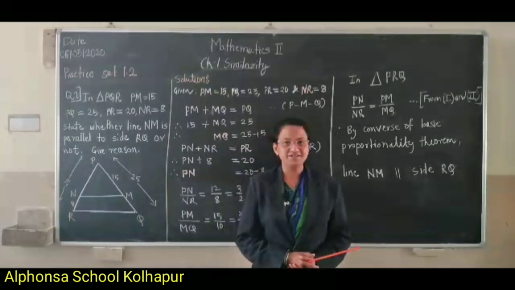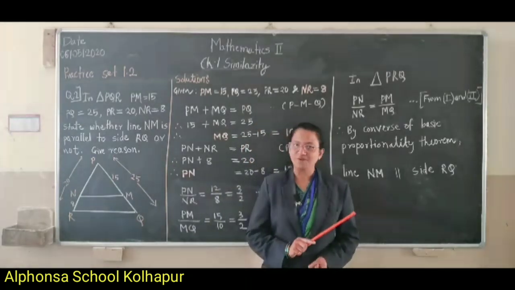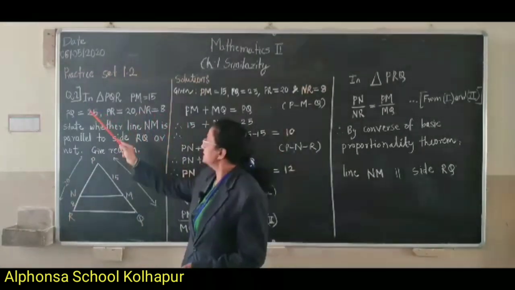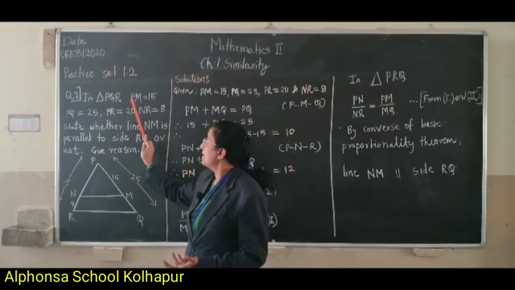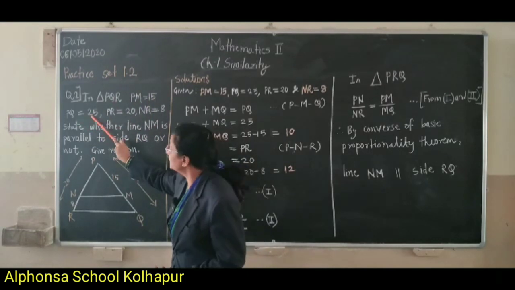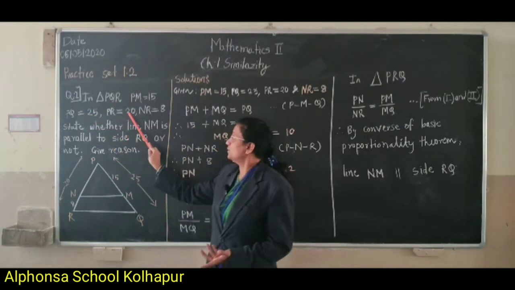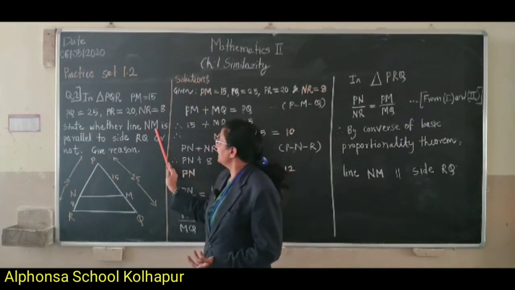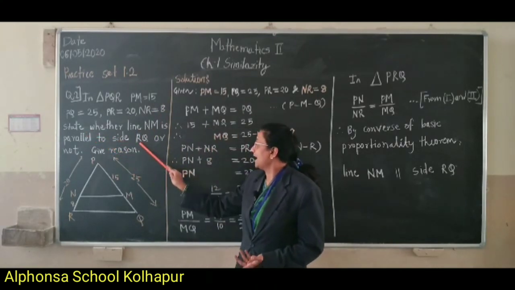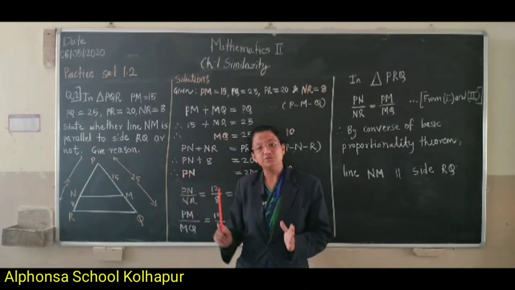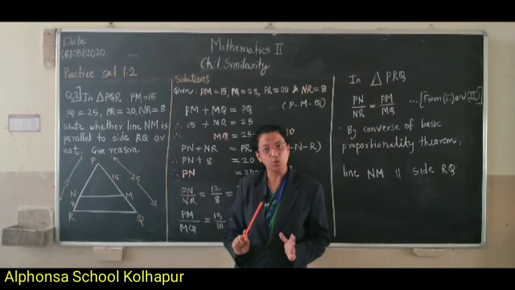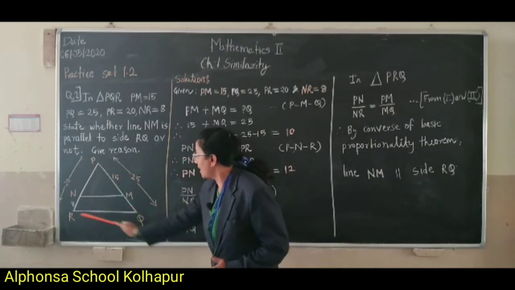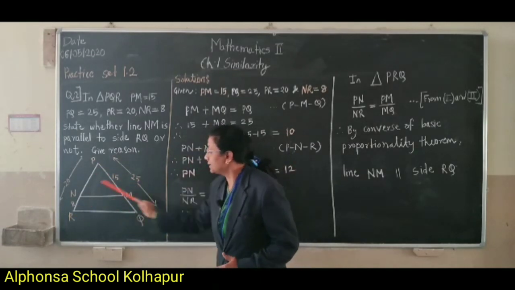Now let us start question number 2 from practice set 1.2. The question is, in triangle PQR, PM is equal to 15, PQ is equal to 25, PR is equal to 20 and NR is equal to 8. State whether the line NM is parallel to side RQ or not, as well as give the reason. This was the question. The diagram given is a triangle PQR and then some measures are given.